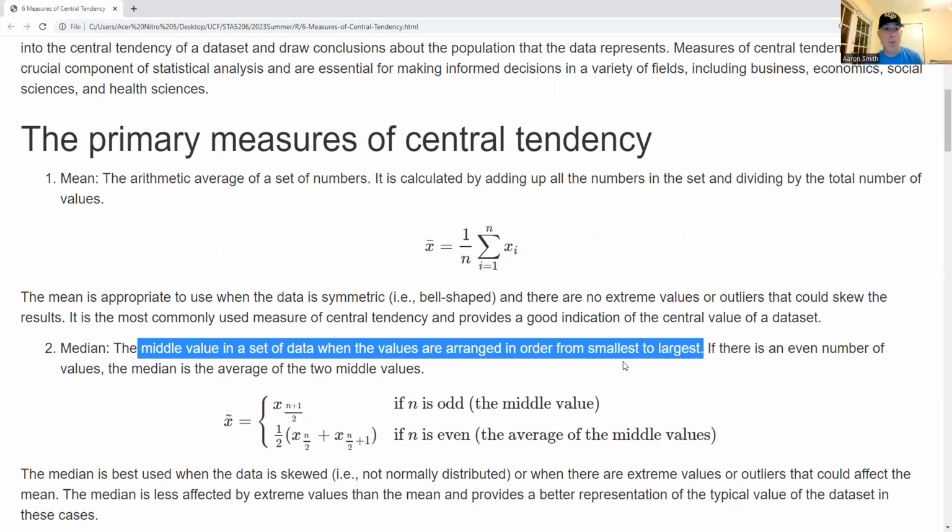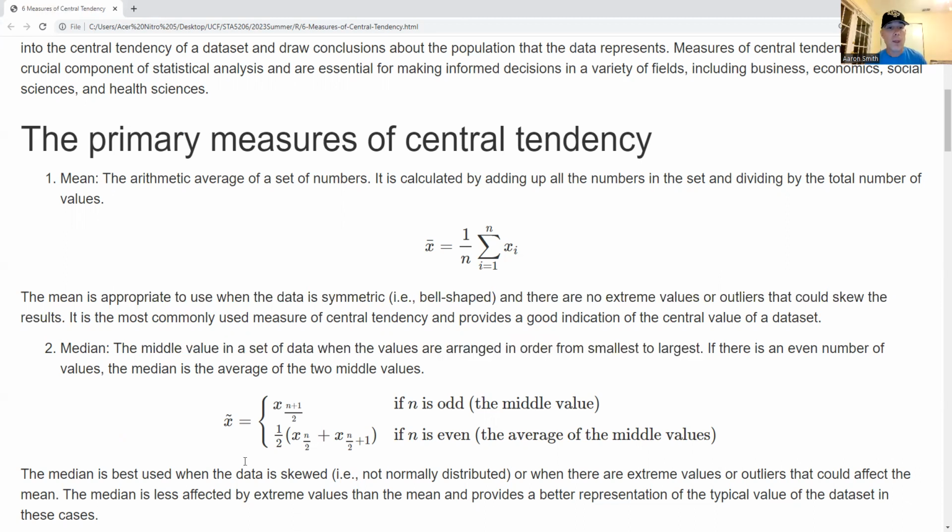If there is an even number of values, then the median is the average of the two in the middle. So it's either the middle value if there's an actual middle value, or it's the middle two if there isn't a true middle value after I sort the data. Here, x tilde is how we denote the median, if there is a middle value, and the subscript indicates its position within the data. If there isn't a middle value, because we have an even number of observations, then it's the average of the middle two.